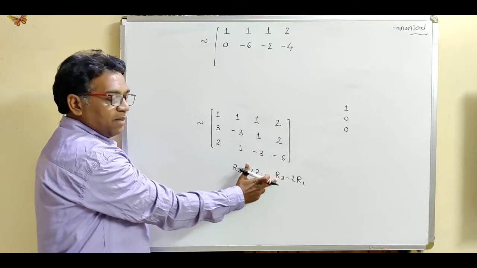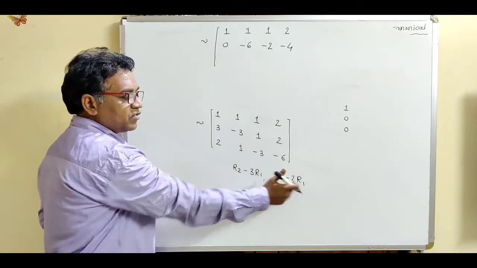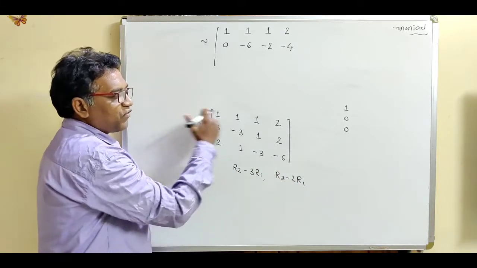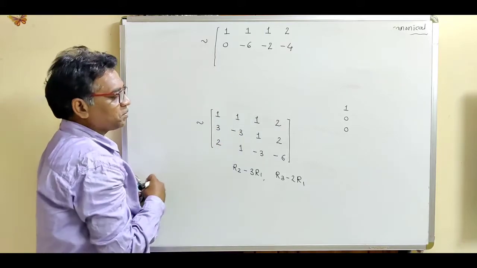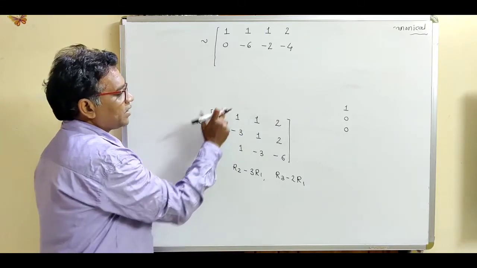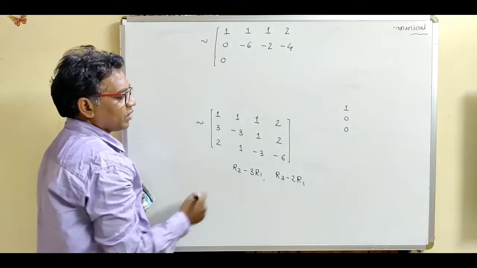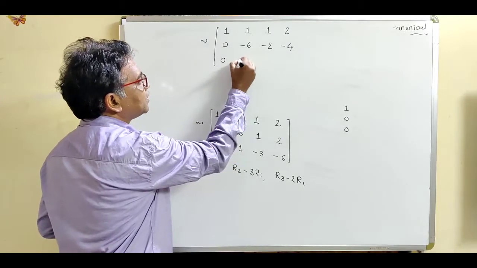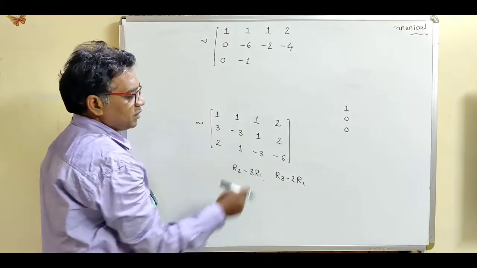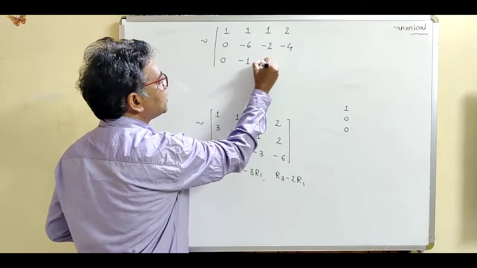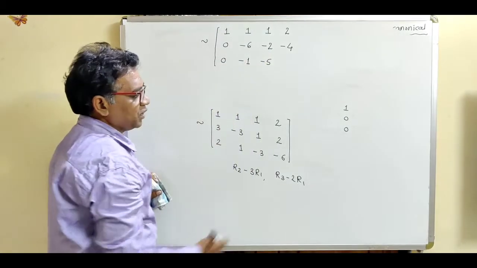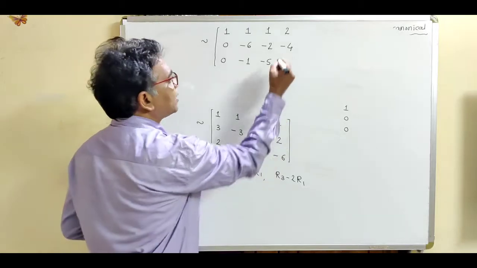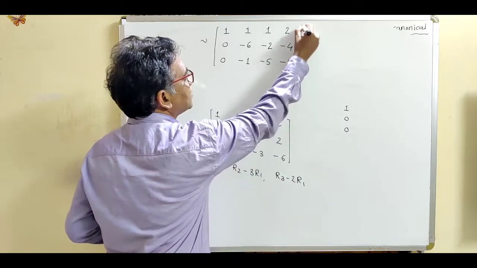Now use this second elementary operation R3 minus 2R1. Just multiply first row by 2 and take the subtraction from the third row. 2 minus 2, this is 0. 1 minus 2, this is minus 1. Minus 3 minus 2, this is minus 5. And minus 6 minus 4, so this is minus 10.